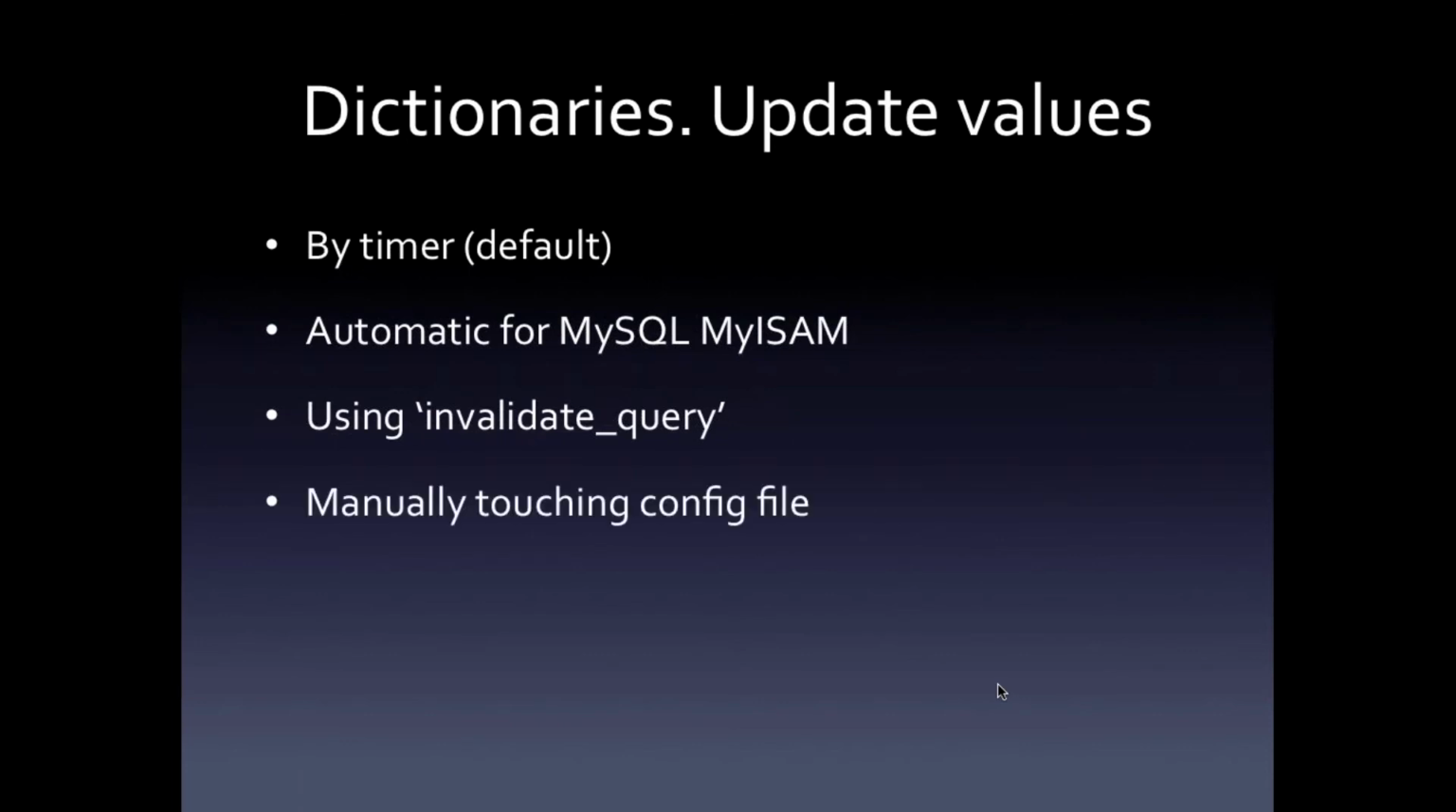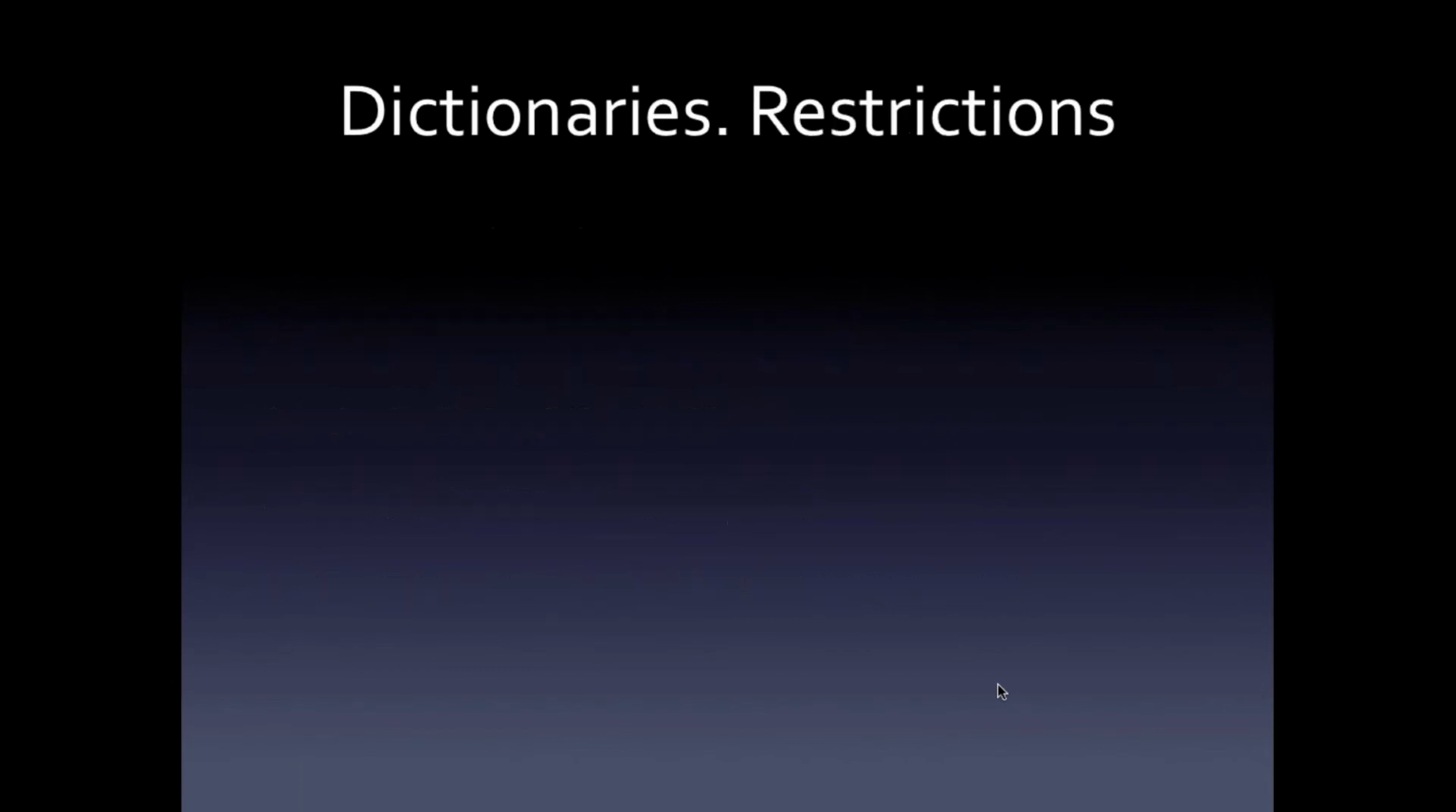Also, it's possible to touch the config file on the file system, and this is what we had to implement without invalidate query. And if the config file is touched, then ClickHouse reloads the dictionary. Some warning here: ClickHouse keeps an open database connection for every dictionary from every ClickHouse node. So if you have n dictionaries and m nodes, you can have plenty of database connections. It's usually not a problem unless all dictionaries should be updated at once. That can eventually kill the source database.